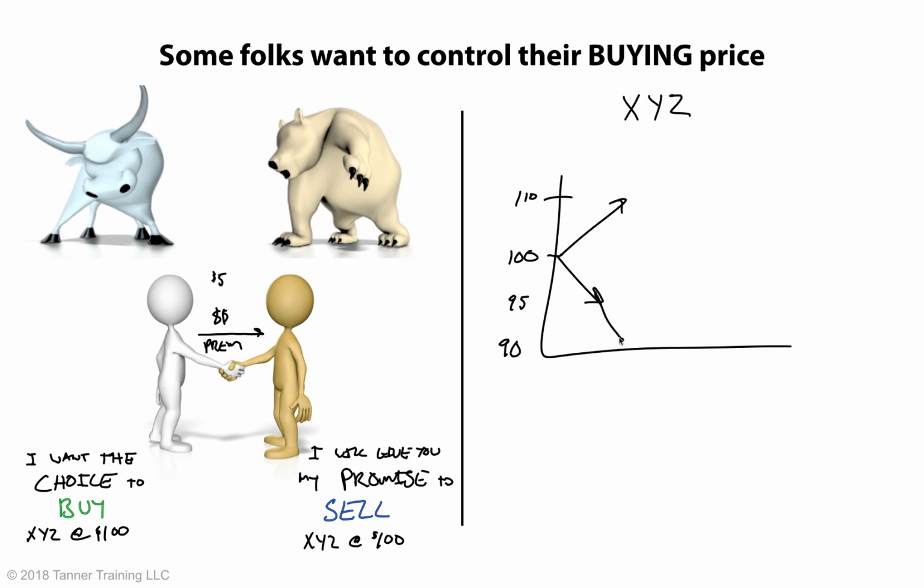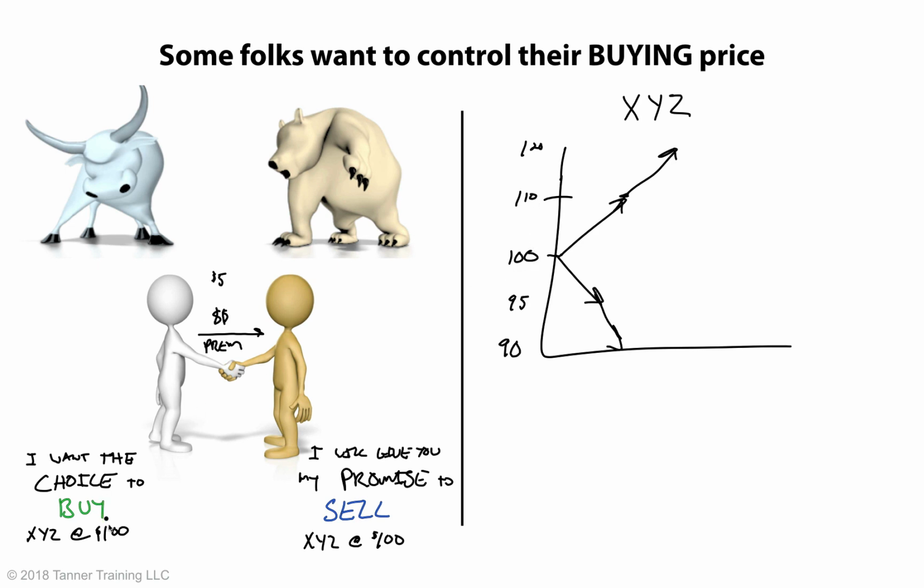So if it goes down, then you simply say, well, I'm not obligated to buy it from you. I just wanted the choice. You're certainly obligated because you promised to sell it to me, but I've got the choice. So what else is nice is, let's say it goes up. Let's say it goes up to 110. That's kind of cool, because if you'd have bought the stock at 100 and sell it at 110, you make 10%.